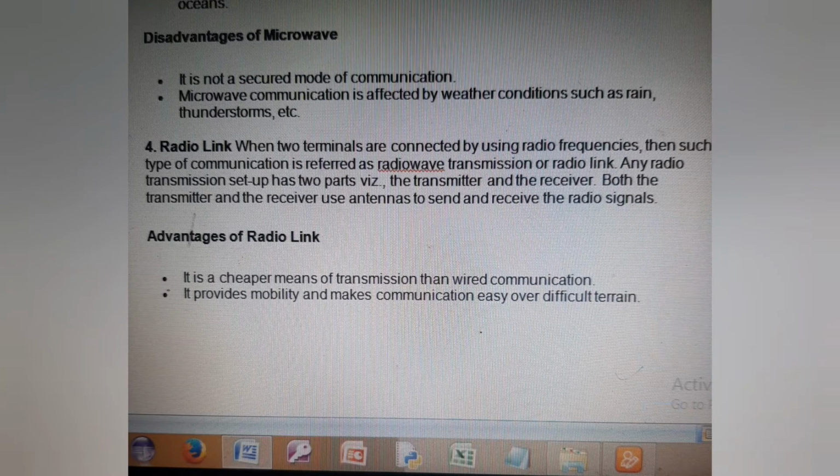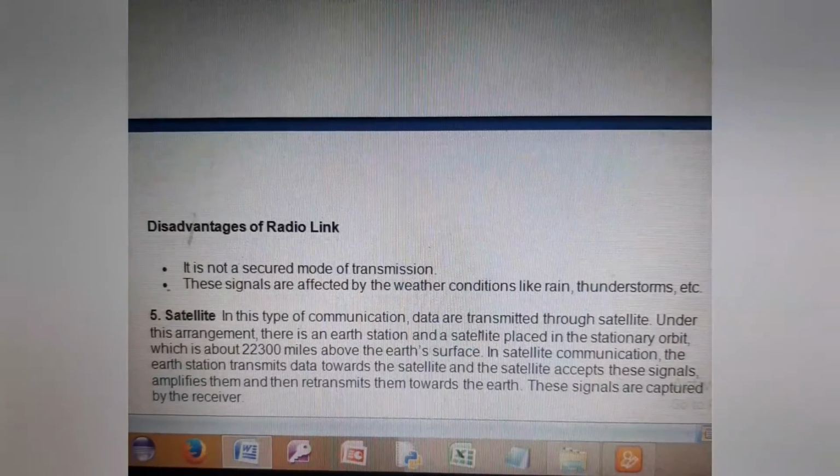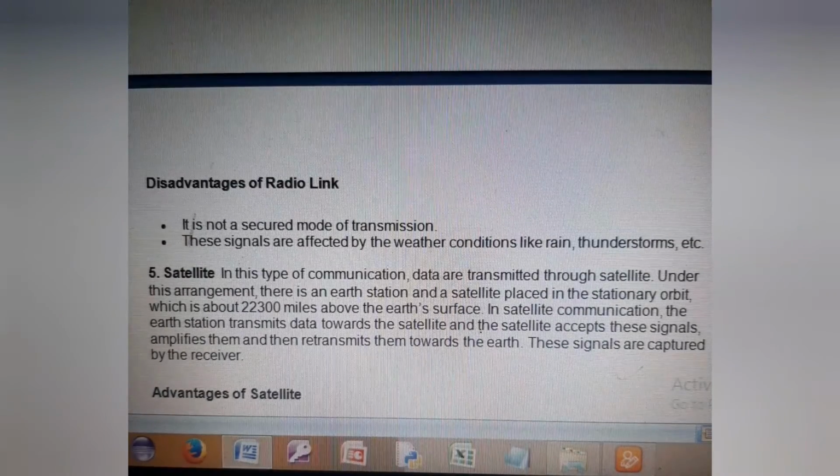Now advantages are it is a cheaper means of transmission than wired communication. Second is it provides mobility and makes communication easy over difficult terrains. Disadvantages are it is not a secured mode, again here also, like in case of microwave. And these signals are also affected by weather conditions.